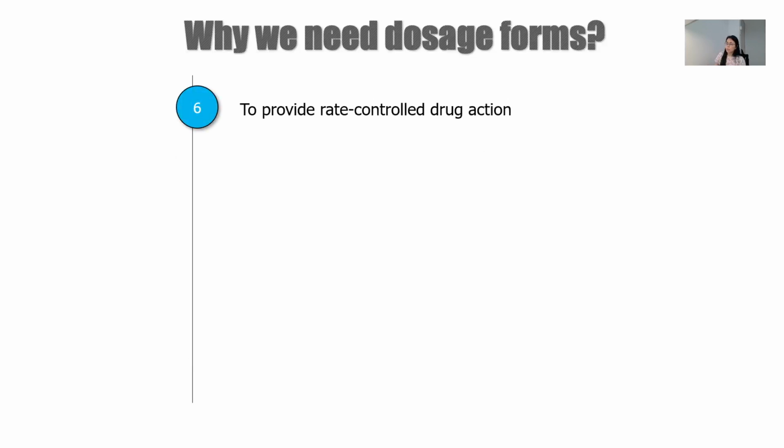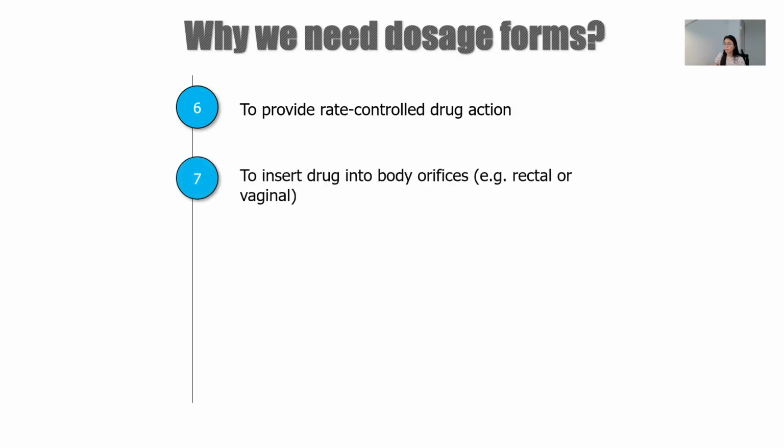Dosage forms can also be designed in such a way that we can provide rate-controlled drug action, meaning that we may design the drug to release slowly over the course of 12 hours at a consistent concentration. We call it a controlled release dosage form. We can pre-program the medication using a special type of dosage form. We can also design the drug in a special type of dosage form where it can be inserted into body orifices, for example, the rectum or the vagina.